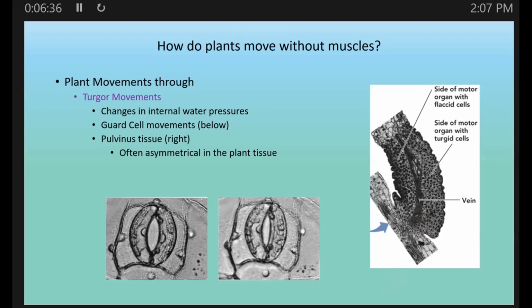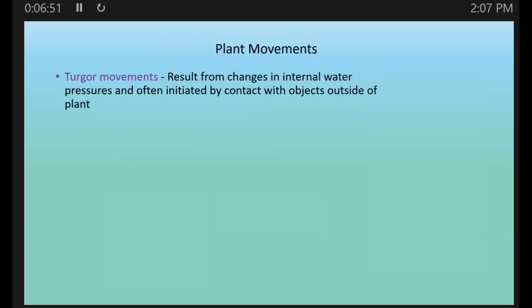So turgor movements are a big thing, and they can be quite rapid, so it's pretty easy to get water to rush in and out of an area. They just have to do a few things really to get that to happen. And so often you have turgor movements, and they can respond fairly quickly to something that's happening in their environment. Sometimes it's by some other organism perhaps touching them, and then they will move through these turgor movements.